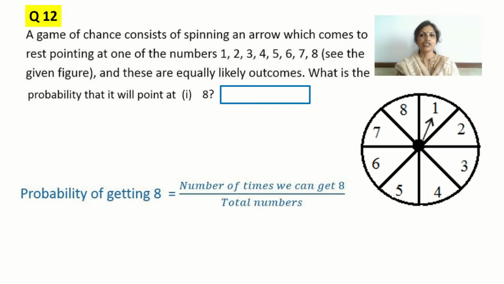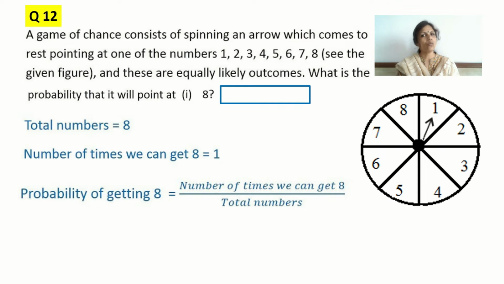There are 8 numbers there and the pointer will point at every number equally because we are given that it is equally likely outcome. So let's write the data first. Total numbers which are given to us is 8. We have been asked what is the probability that the pointer will point at number 8. So the pointer will point at number 8 only one time since it is equally likely outcome. So number of times we can get 8 is equal to 1.